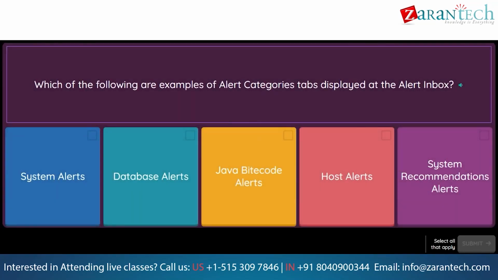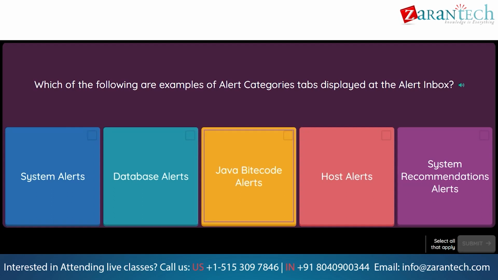Question: which of the following are examples of alert categories tabs displayed at the alert inbox? Option 1 System alerts. Option 2 Database alerts. Option 3 Java bytecode alerts. Option 4 Host alerts. Option 5 System recommendations alerts.